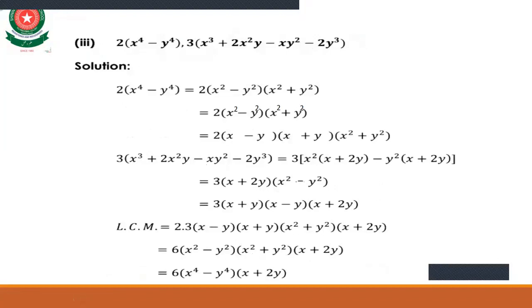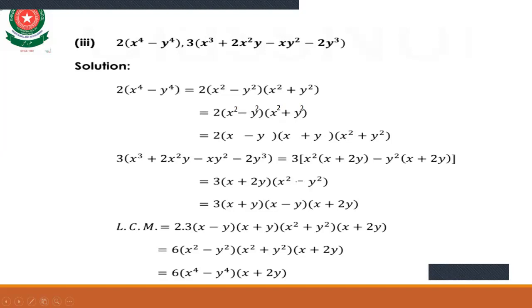Third part of this question: the first expression is 2x power 4 minus y power 4, and the second expression is 3x cube plus 2x square y minus xy square minus 2y cube. You can solve the first expression as 2 into, here x power 4 you can write as x square whole square minus y square whole square. The value of a is x square and the value of b is y square.